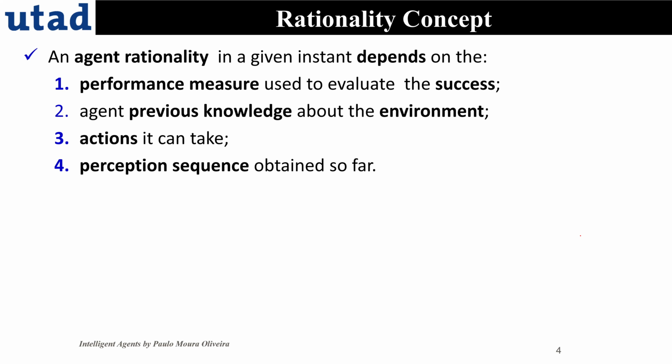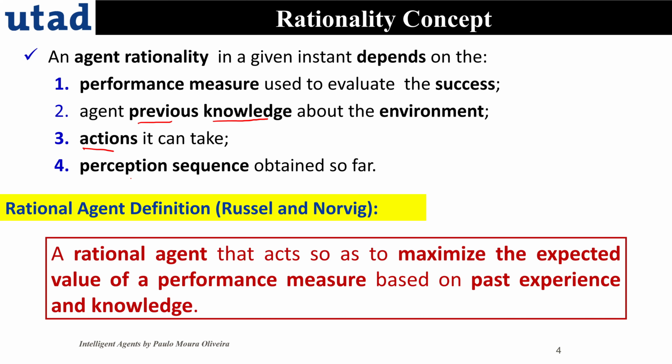So, an agent's rationality at a given instant depends on four aspects: the performance measure used to evaluate the success, the previous knowledge that it has about the environment, the actions that it can take, and the perception sequence obtained so far. This is the rational agent definition presented by Russell and Norvig. A rational agent acts so as to maximize the expected value of a performance measure based on past experience and knowledge.